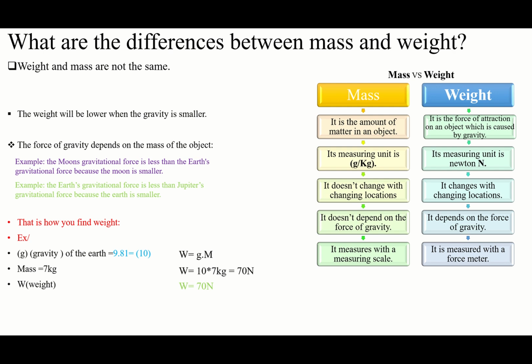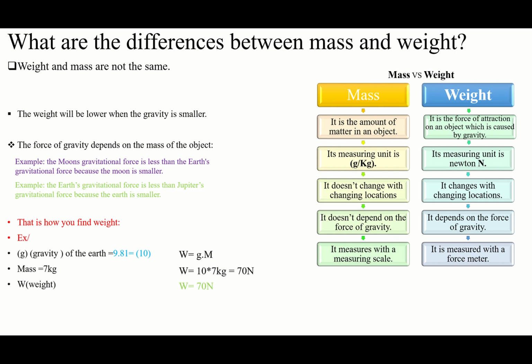So these are number 4. First, mass is the amount of matter in an object. Weight is the force of attraction on an object, which is caused by gravity. Mass's measuring unit is kilogram, or sometimes you use gram, but the universal one is kilogram. Be careful. But the measuring unit of weight is Newton.